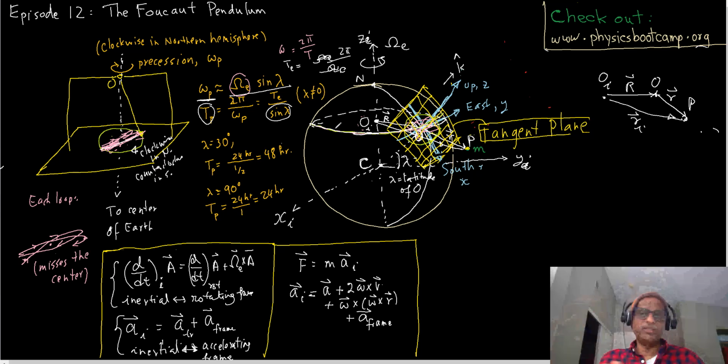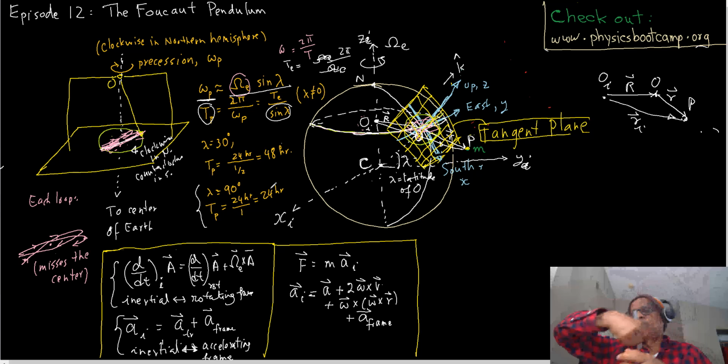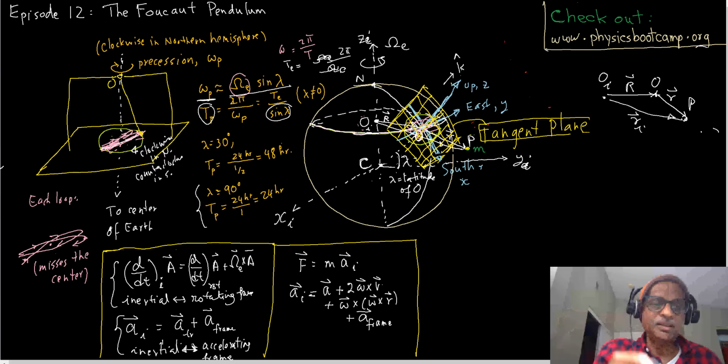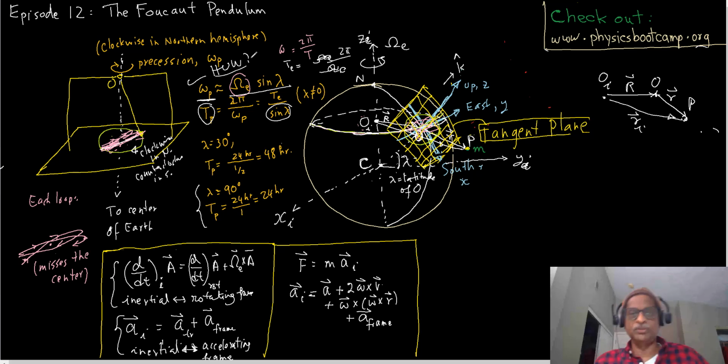So the closer you get to the equator, the longer you have to wait to see any change. If you go to the North Pole, so lambda equals 90 degrees, it will go around a full circle in 24 hours. If you're at 30 degrees latitude, it's going to take 48 hours to go around. Okay, so how do we understand this? That's what we want to do in the rest of the video.